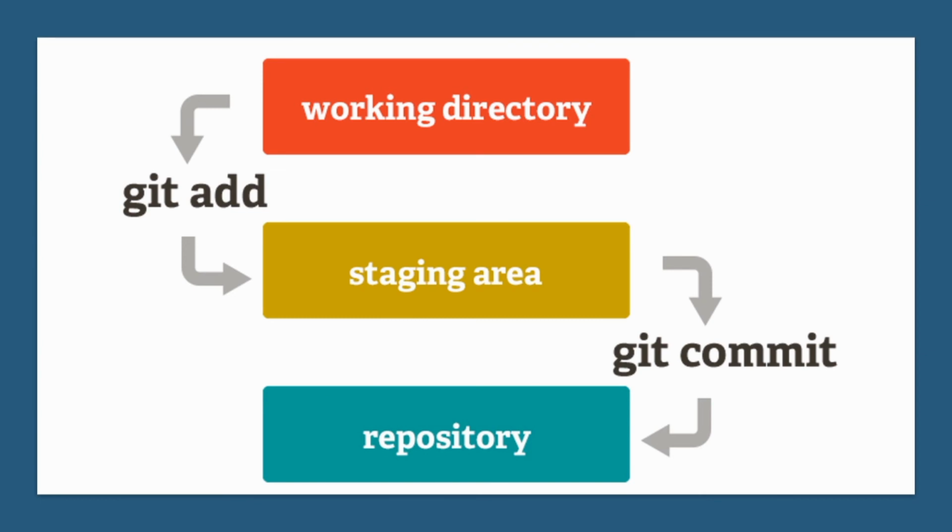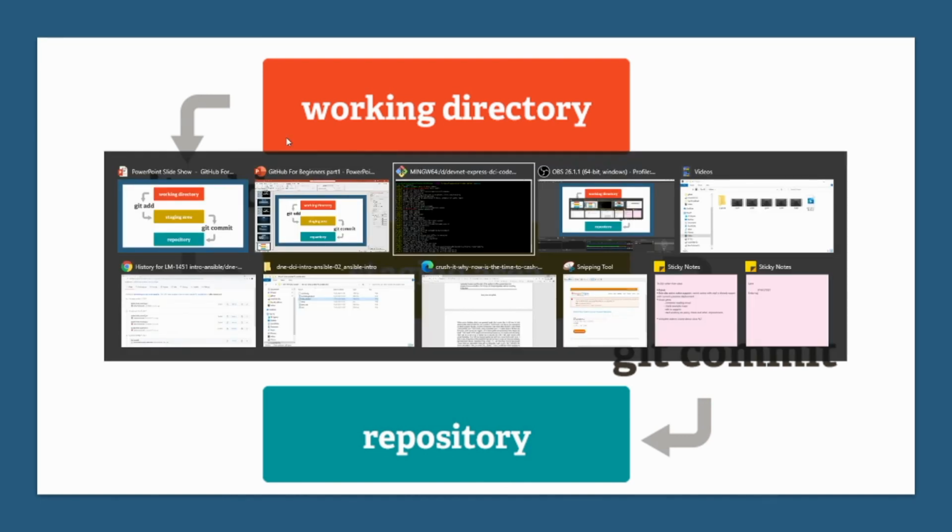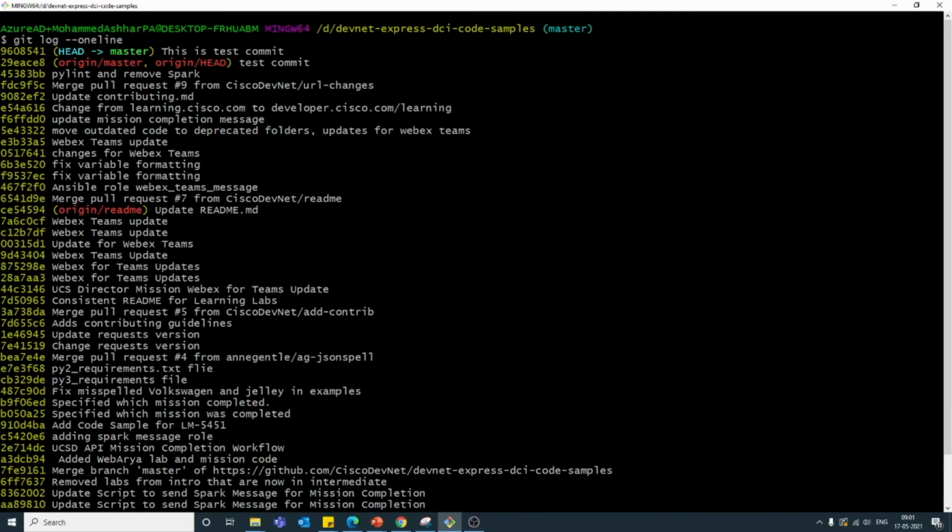So yes, there are three stages: working directory, staging area, and repository. Once we make some changes to a file, it will be in the Git working directory, and after we add that file, it will be in the staging area, and when we do a commit, those changes will get saved into the repository. This flow should always be in your mind when you're working with Git.